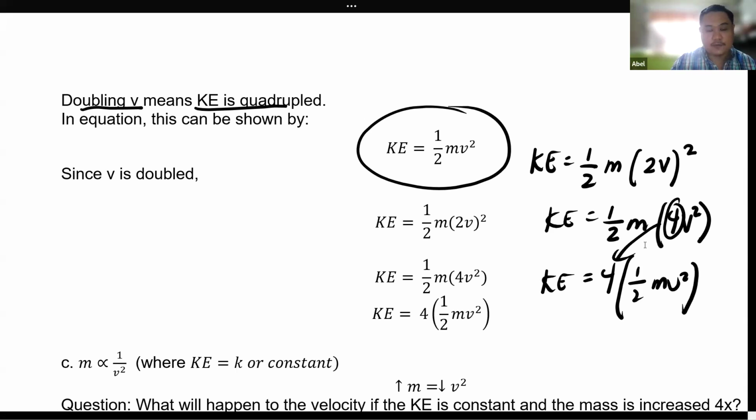So that means if it is squared, doubling the velocity would have 4 times the KE, and 3 times the velocity would have 9 times the KE, and 4 times the velocity we're going to have 16 times the KE. Now, how about the next concept?